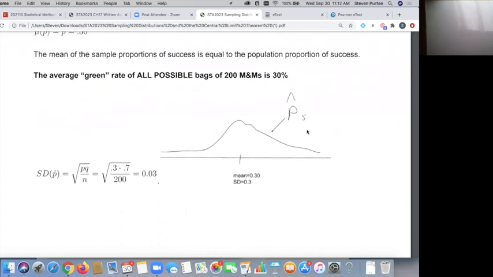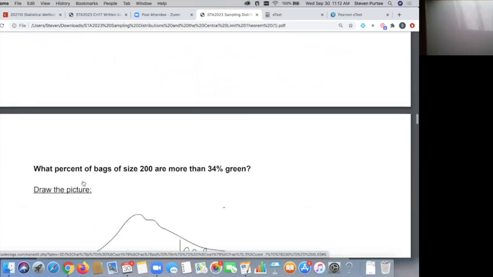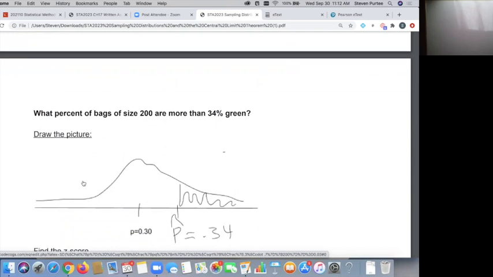So here is a graph of all possible bags of M&Ms. The average is 30%. The standard deviation, you got to be careful typing this in your calculator. Square root of PQ over N. Again, if you don't know what the letters stand for, you're not going to type this in correctly. So you have to know what P, Q, N, P, you have to know what all the letters stand for.